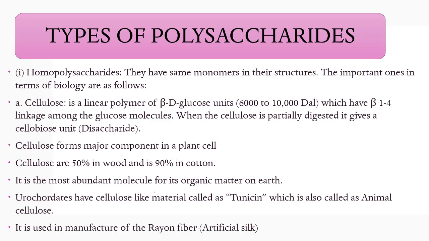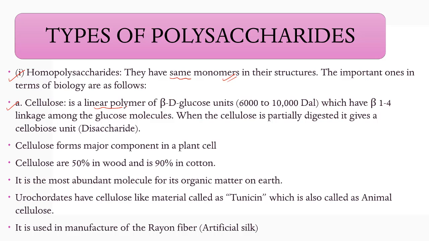Types of polysaccharides: homopolysaccharides and heteropolysaccharides. Homopolysaccharides have the same monomers in their structures. The important ones in terms of biology are as follows: cellulose.